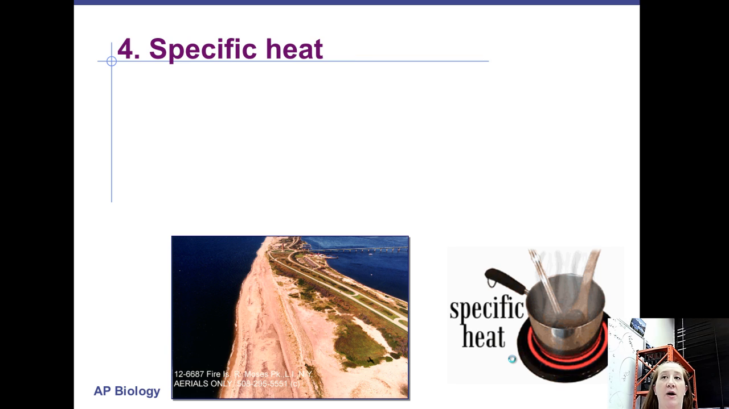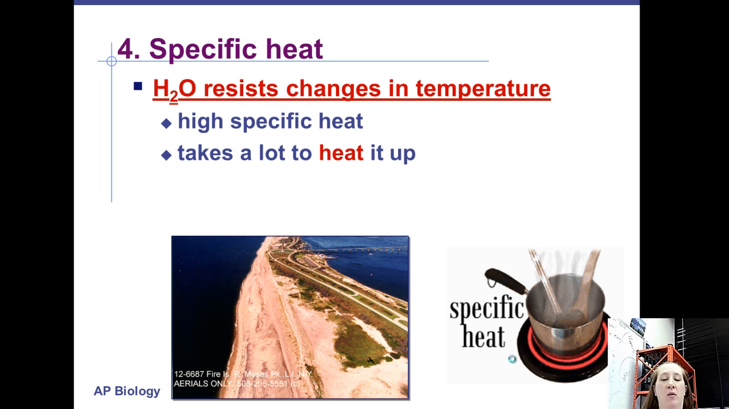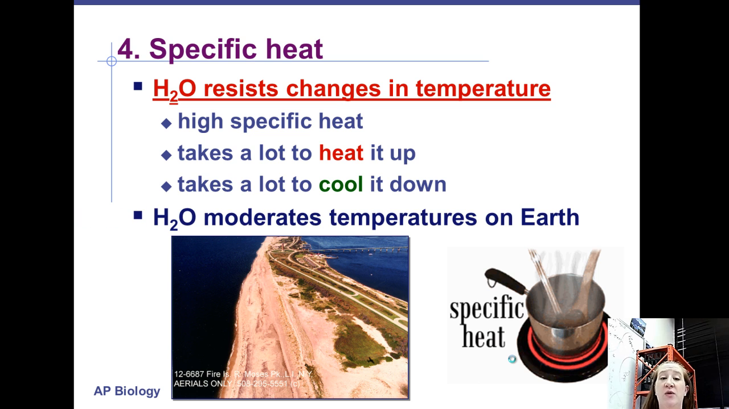The next property of water is its specific heat. Water has a very high specific heat. If you remember, specific heat is a measurement of how much energy it takes to change the temperature of a liquid 1 degree Celsius. It takes a lot of energy to heat up water 1 degree Celsius or to cool it 1 degree Celsius. So it's really resisting changes in temperature. This is great because therefore water can moderate the temperatures on the planet.